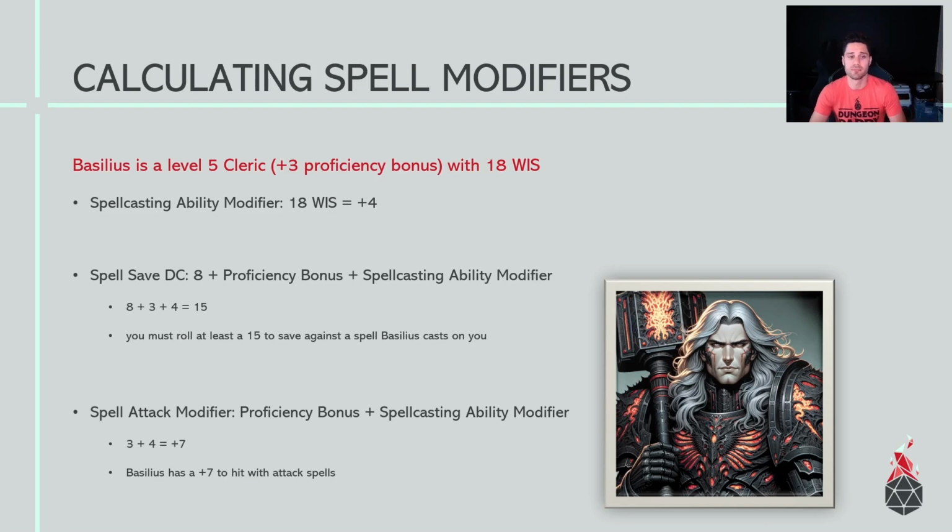Next, we have the spell attack modifier. The formula for this is your proficiency bonus plus your spellcasting ability modifier. So you do not get the 8 base start in this one. It's just the other two numbers. In his case, like we know, he has a 3 for his proficiency bonus and a 4 for his wisdom spellcasting ability modifier. So he has a +7 to hit with attack spells. So if Basilius is casting a spell like Guiding Bolt, which is an attack spell where you are trying to hit someone, I would roll my d20 and I get to add 7 to that to see if I hit against the AC, or armor class, of who I'm trying to hit with that.